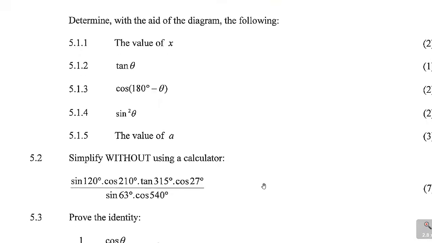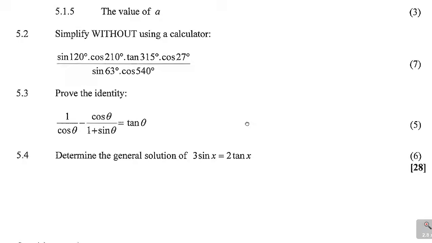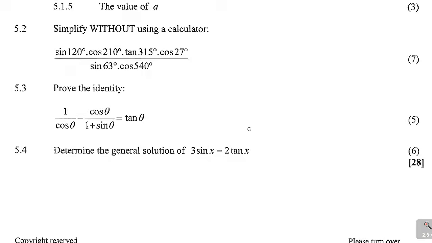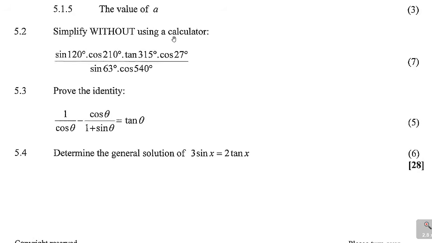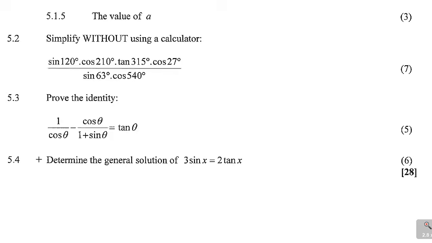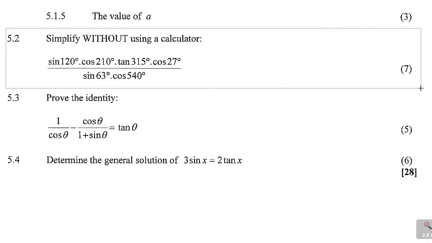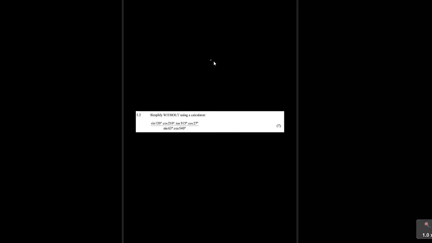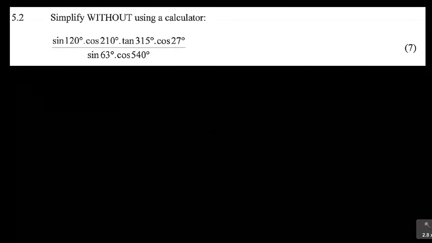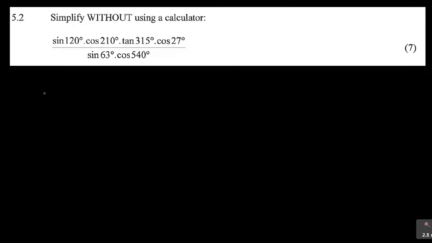Now let us look at question 5.2. In this particular question, it says simplify without using a calculator, and they gave us that. Now, I will do it on a fresh page, just to be able to work it. As I say, it's question 5.2. This is 7 marks, guys, and you want to ensure that you get all your marks. So it says simplify without using a calculator. So this is what you're given, and you have to use your reduction rule.